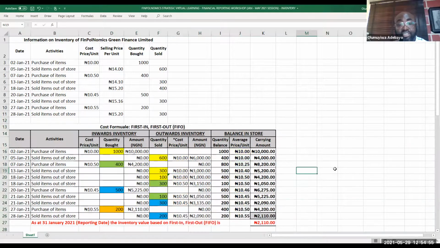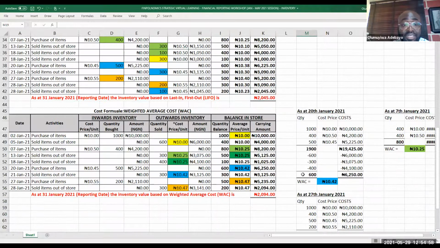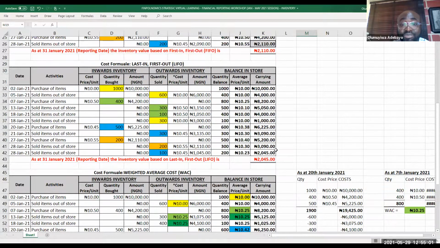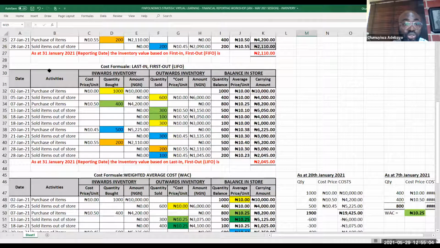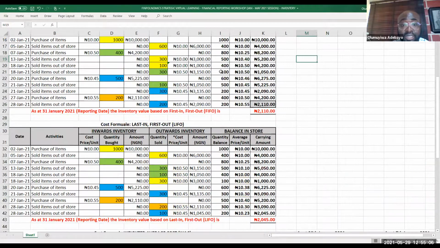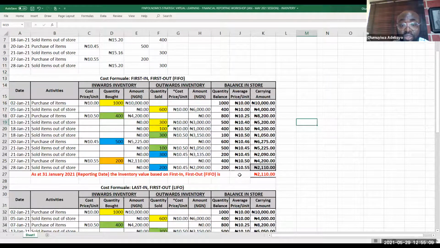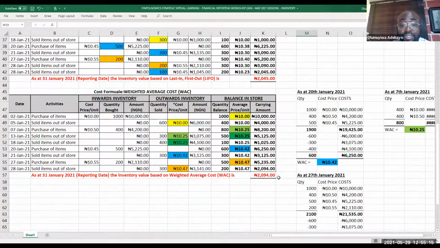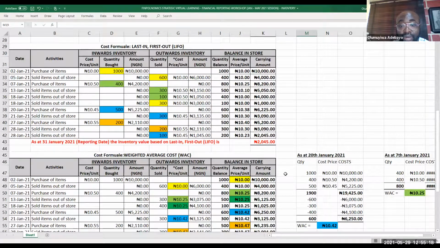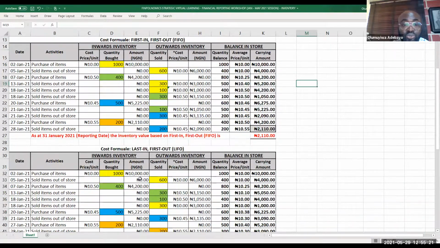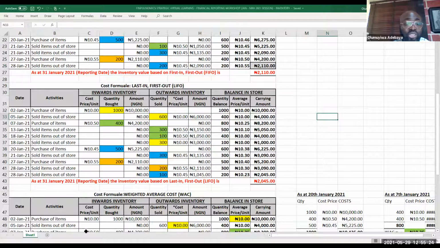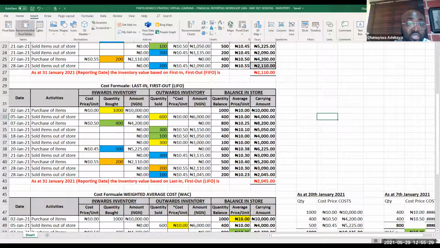Now we've seen the differences with everything. You now find out that it is only FIFO that seems to understate the most the value of inventory. You could see, LIFO understates the most. FIFO gave 21,110, weighted average gave 2094, while LIFO gave 2045. You could see the reason why, because it understates the value of inventory the most. And also, it does not reflect the reality of how inventory will be issued out of store.